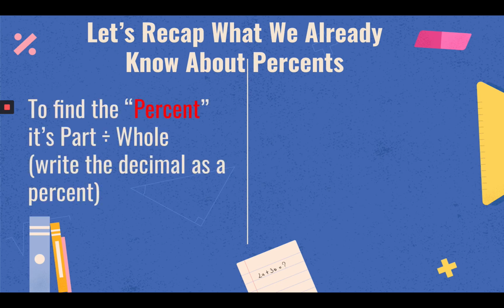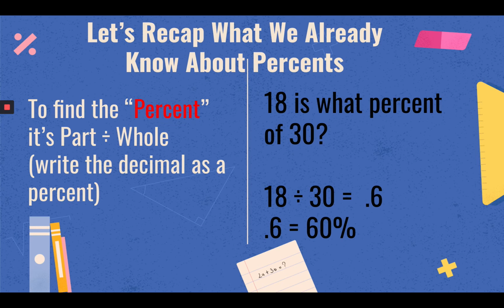To find percent, it's part divided by whole. 18 is what percent of 30? Part would be 18. 30 would be the whole amount. 18 divided by 30 is going to give you 0.6 or 60%.